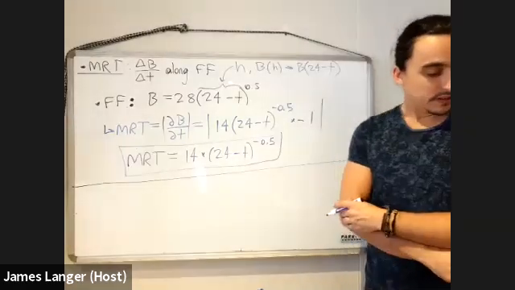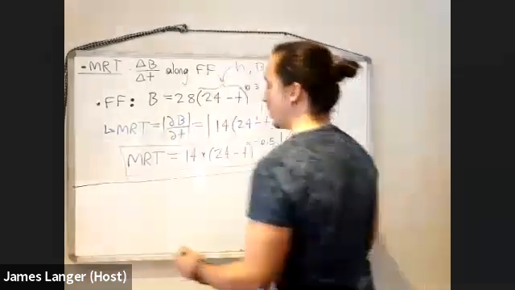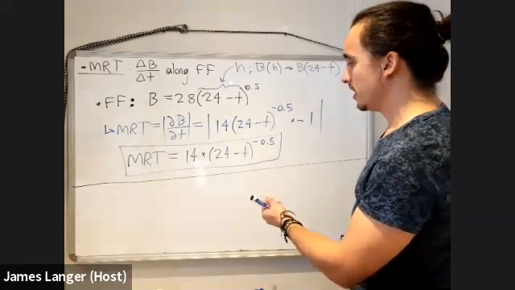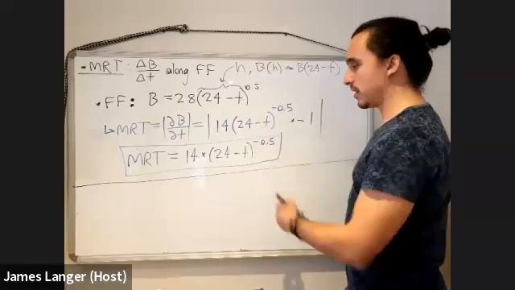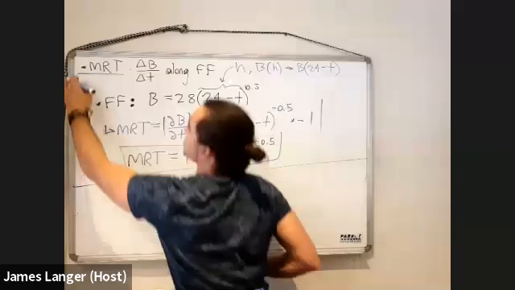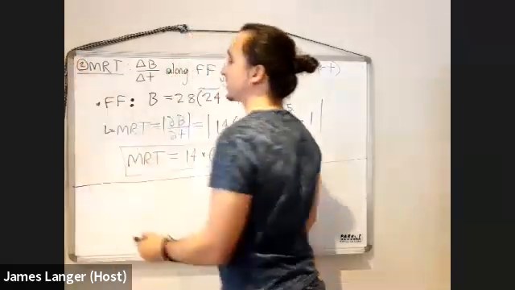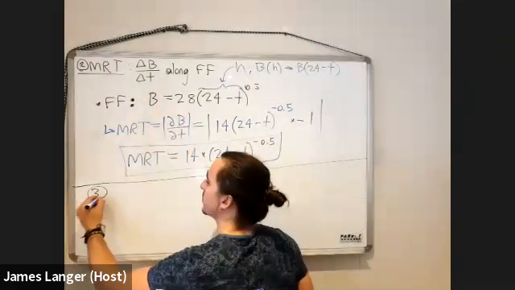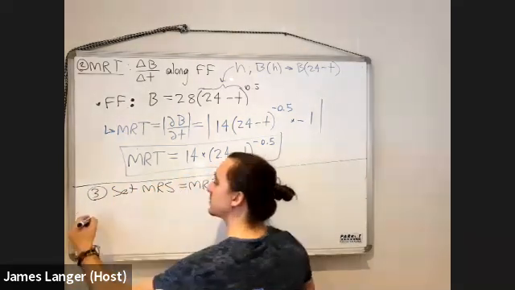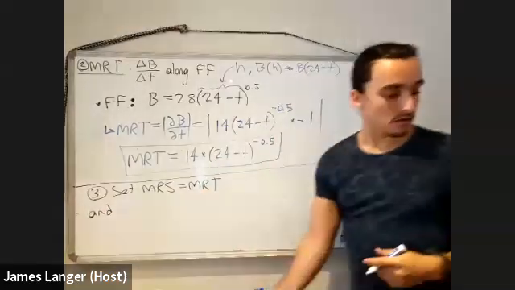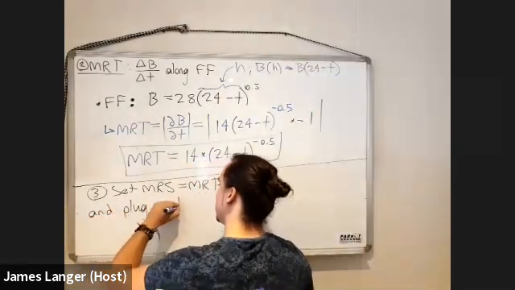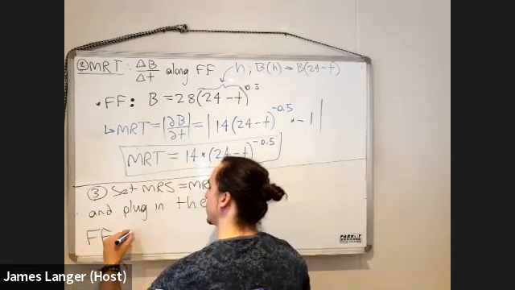Great, so the final step, right? Oh, and yeah, I think you can interpret this as you see fit. I don't think the interpretation is too heavy, but you can see the negative t here, which has implications. So the next final step, right? So this was step 2. Sorry, I wrote a step 1 next to the MRS. So this is step 2, and step 3 is set MRS equal to MRT, and plug in the feasible frontier constraint.